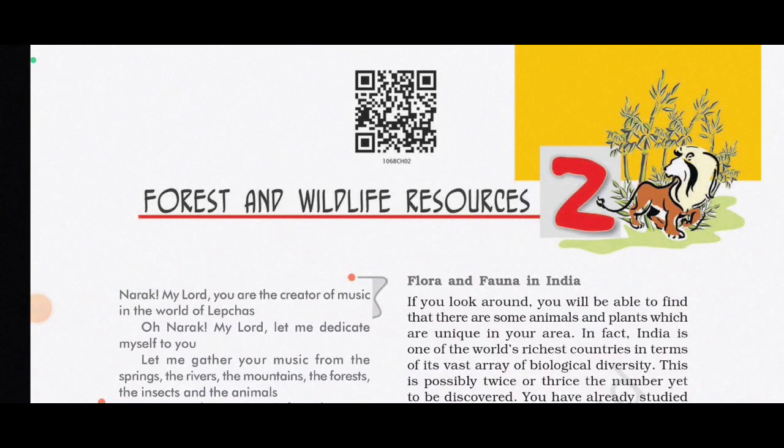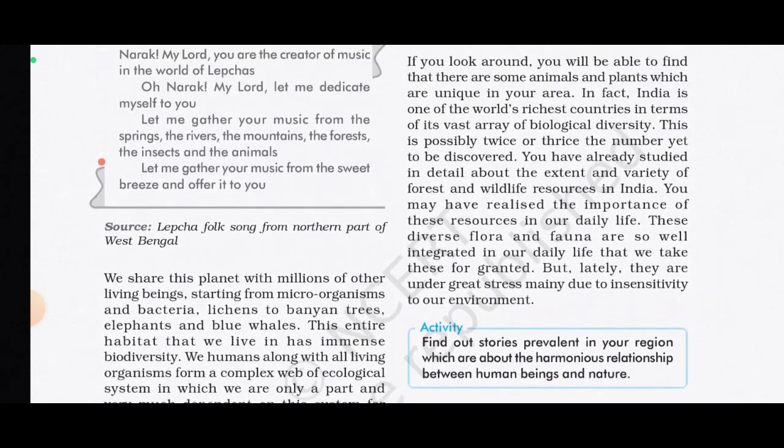Forest and wildlife sanctuaries. So hello friends, welcome back to the second chapter of class 10th NCERT geography book. So let's see what is here.